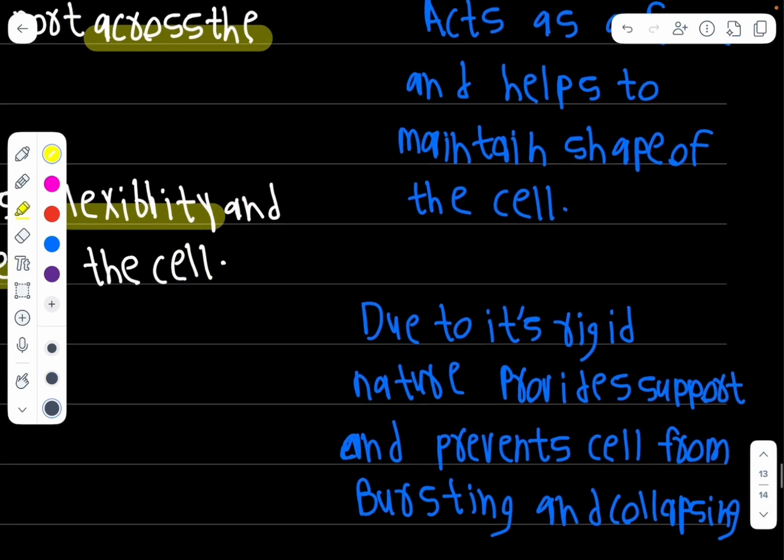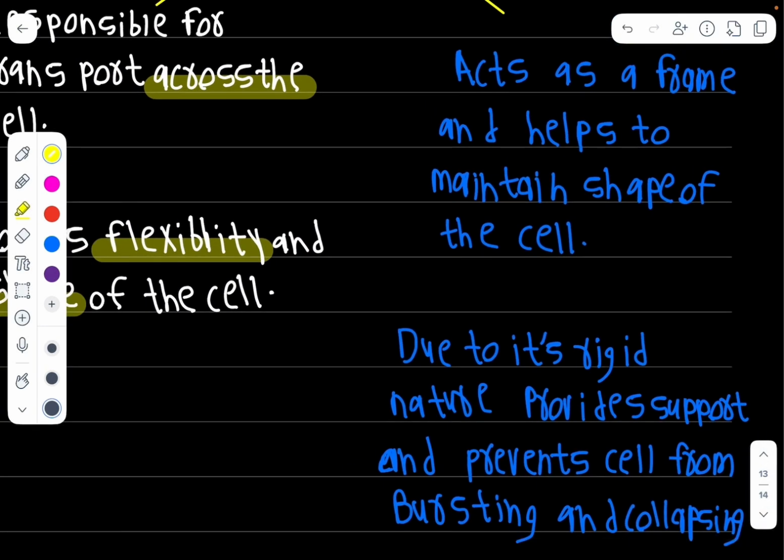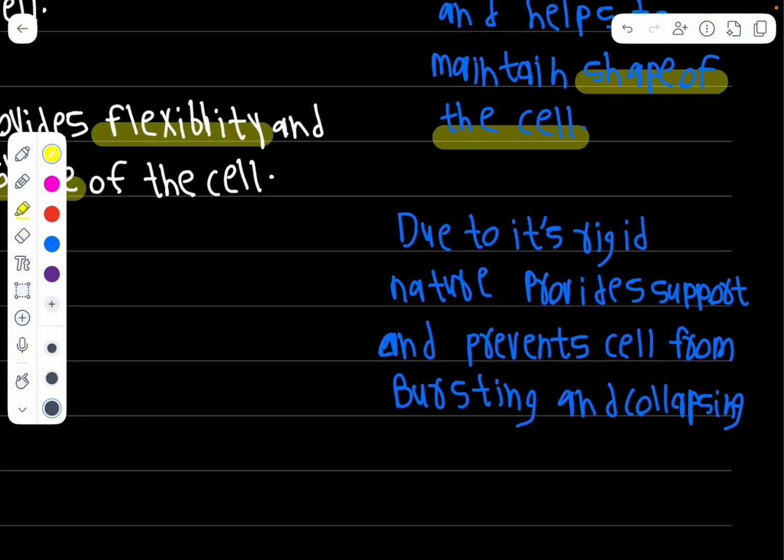Now we're going to talk about the plants. The cell wall acts as a frame. If you have seen a frame in your house, it helps to maintain the shape. The plant cell wall also helps to maintain the shape of the cell. If the examiner asks, due to its rigid nature, it provides support and prevents the cell from bursting and collapsing. These two are the important highlighted words: bursting and collapsing.